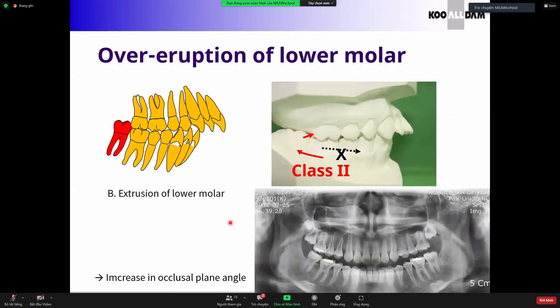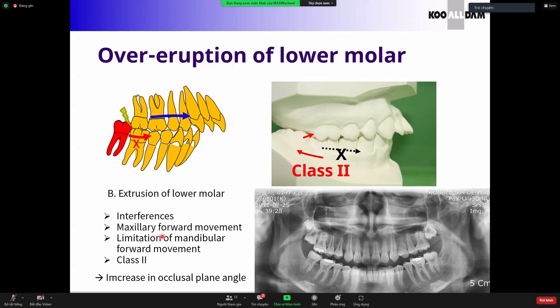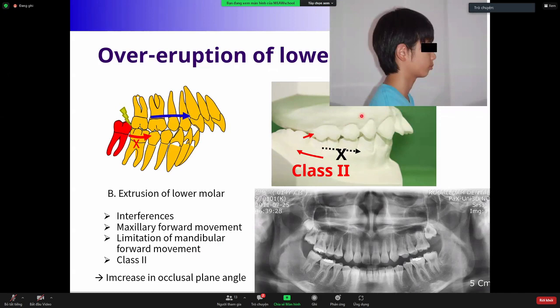And we can also apply this concept to class 2 malocclusion. Extrusion of the lower molar means an increase in occlusal plane angle. So as a result, we can see maxillary forward movement and limitation of mandibular forward movement. So we can see class 2 malocclusion like this.